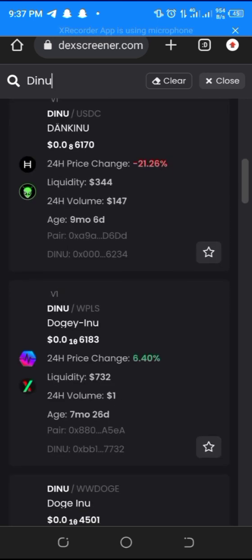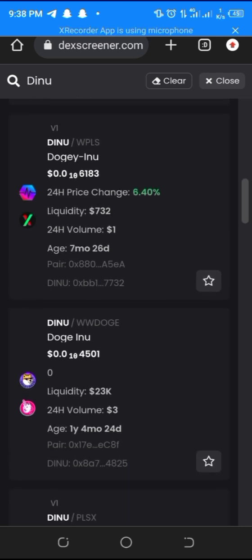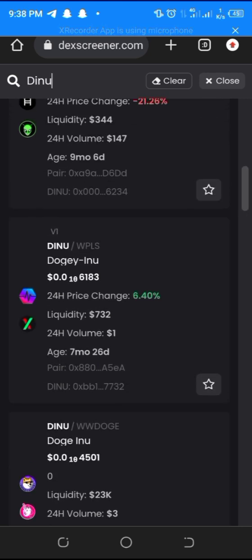And after this tutorial, get as many contract addresses as possible. Maybe you should go to CoinGecko and get them, and then come to Dexscreener and use them to practice. Use them to practice so that you could get them on different blockchains on CoinGecko and come here and use them to practice. So there is another Dinu on this one, now it is Pulse Chain.